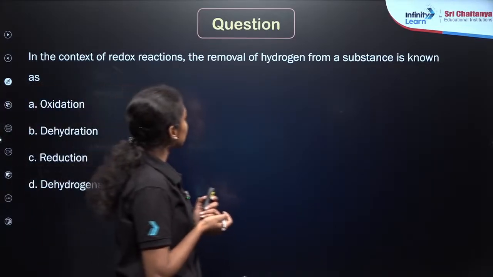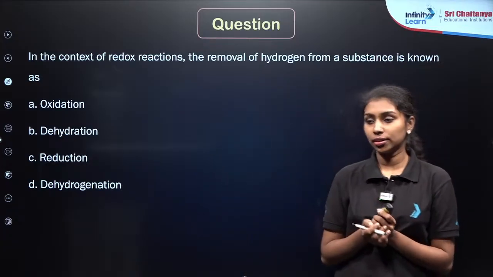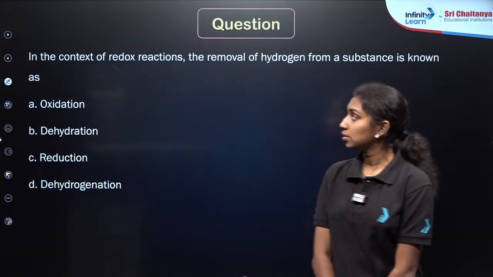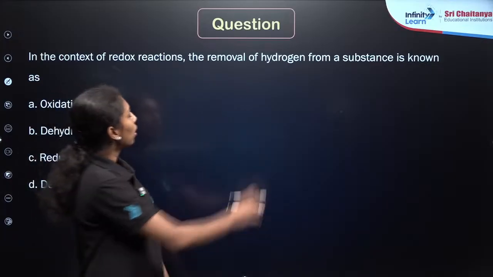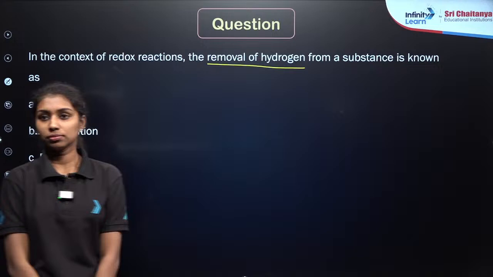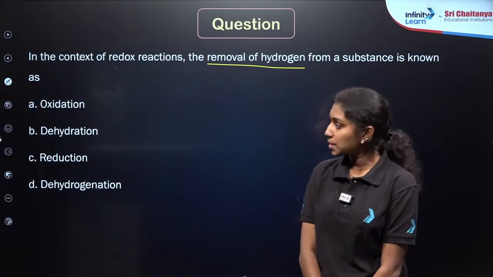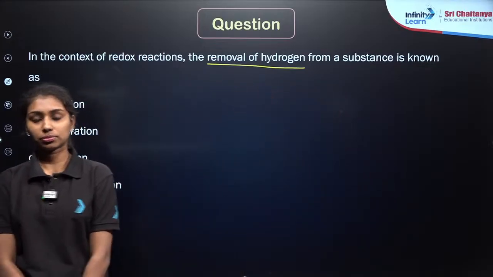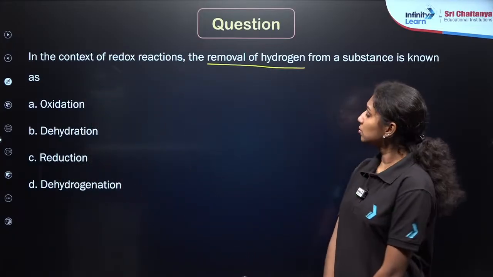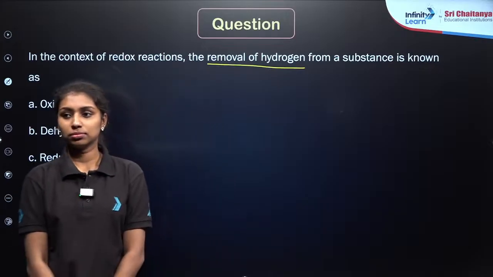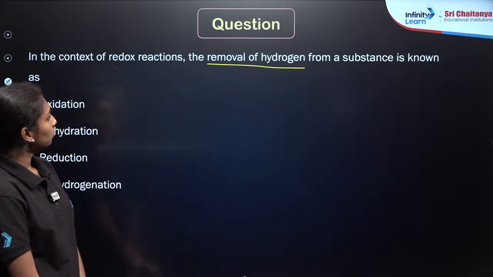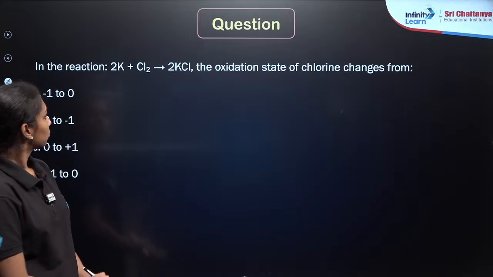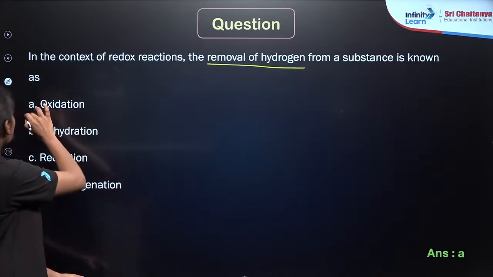In the context of redox reactions, the removal of hydrogen from a substance is known as... Removal of hydrogen. Options are given here as oxidation, dehydration, reduction and dehydrogenation. So option A will be the correct answer, that will be oxidation, right?